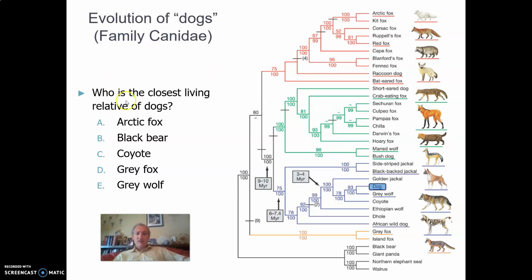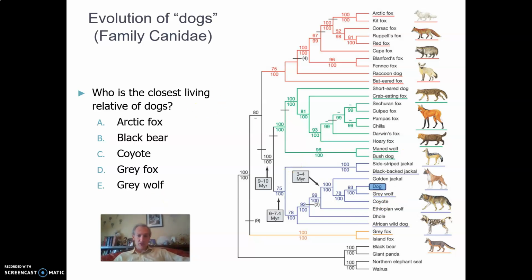And so, according to this phylogeny, here's the common dog. Of these species, which is most closely related to it? Pause your computer, go through Arctic fox, which is up here, black bear, which is down here, coyote, which is here, gray fox, which is, I don't know where the gray fox is, down here, or the gray wolf up here. Which of those is the most closely related to dogs? And the answer here is gray wolf. The wolf and the dog are very closely related. Coyote comes next, and then you can kind of walk through it.